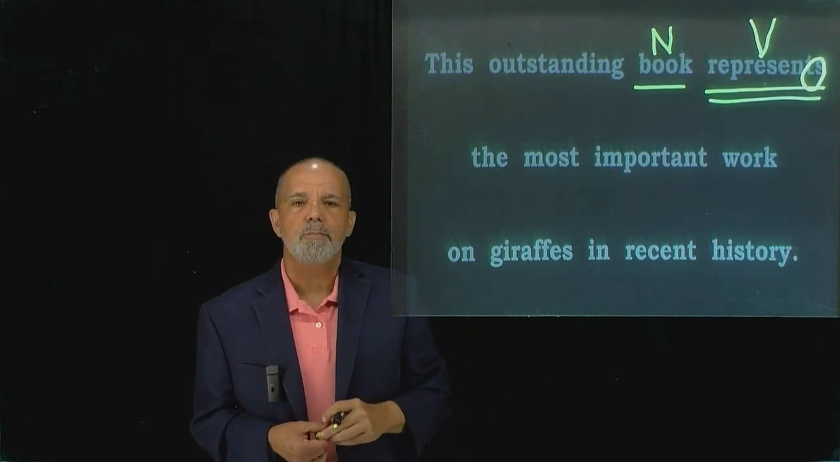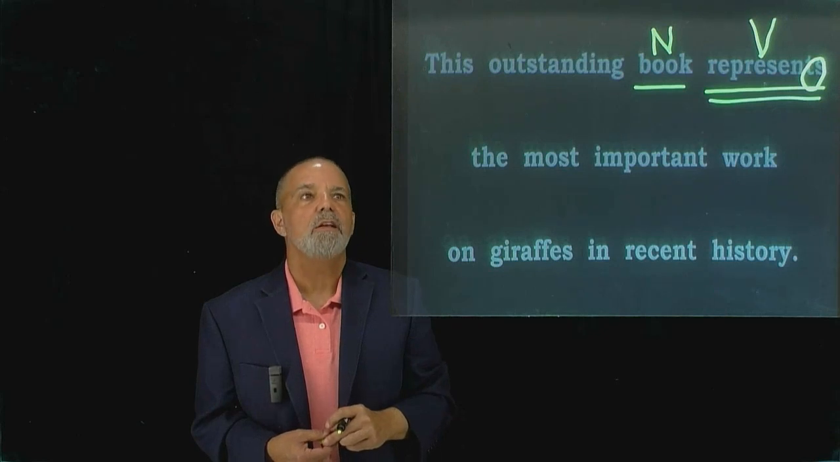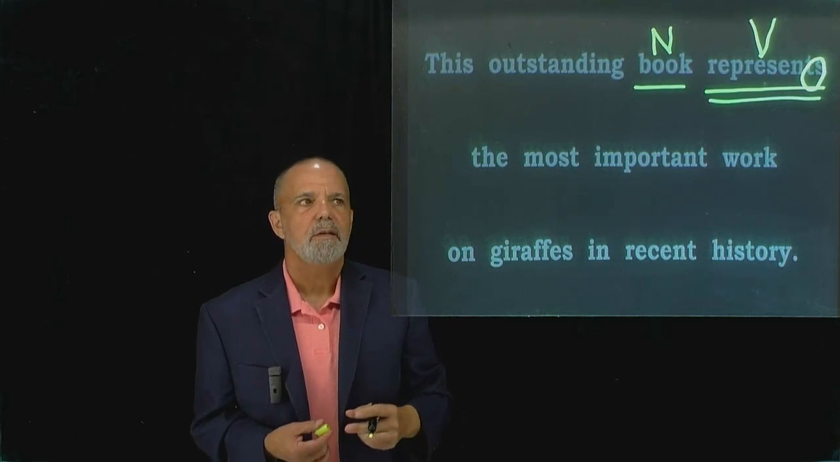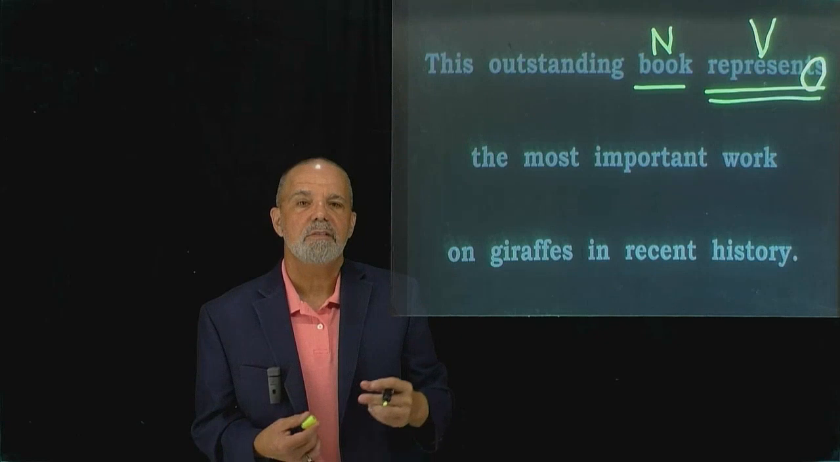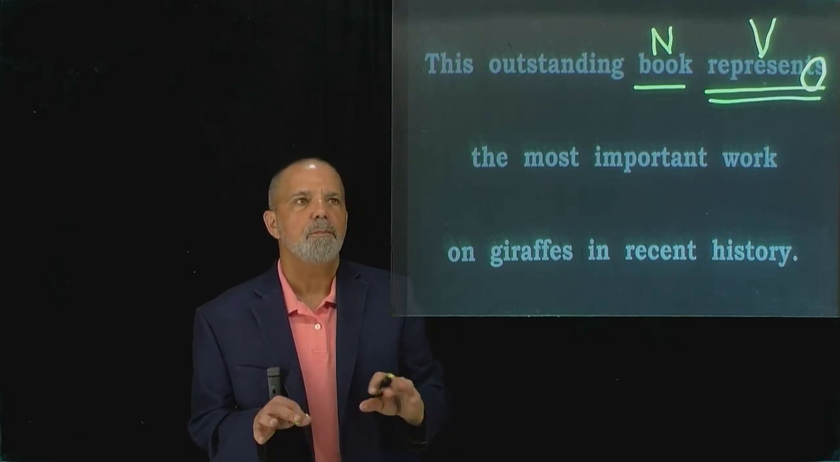So in front of the word book, we have two words. What part of speech typically goes in front of a noun? Well, that would be an adjective. And here we have two words, this outstanding book. And you could say this book, and you could say outstanding book. So these are two independent words.